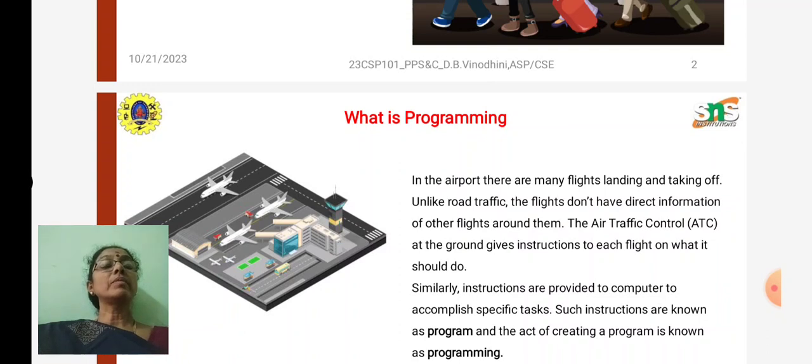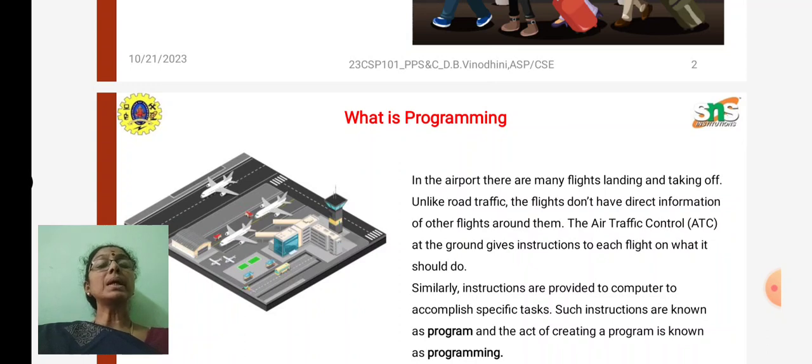Unlike road traffic, flights do not have any direct information about the flights around them. So there is an air traffic control on the ground that gives instructions to each flight on what it should do. In the same way, instructions are provided to the computer to accomplish a specific task. Such instructions are called a program, and the act of creating a program is known as programming. So what is programming?